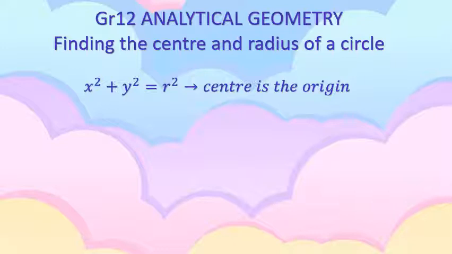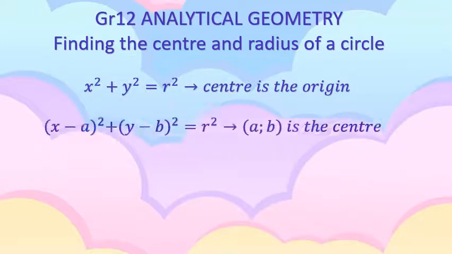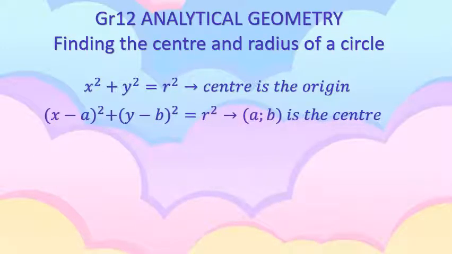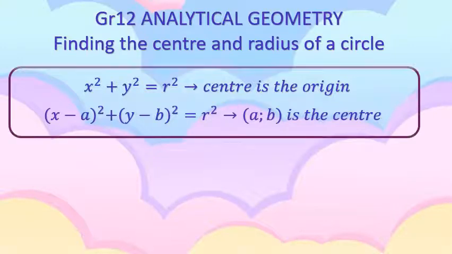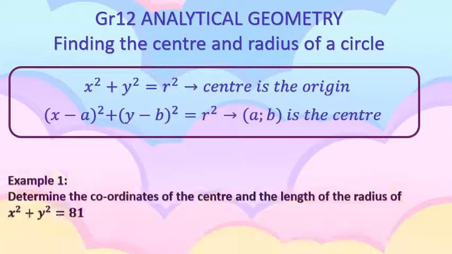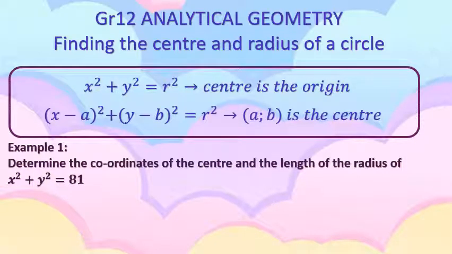And then if we move that circle around and create a new center of the circle, it will have this format: (x minus a) squared plus (y minus b) squared equals r squared, with (a, b) being the center. If you know those two and can manipulate these formulae and apply them really well, you will be A-OK for analytical geometry.